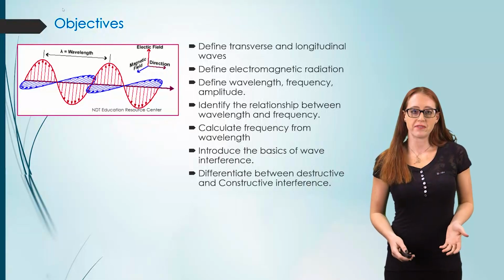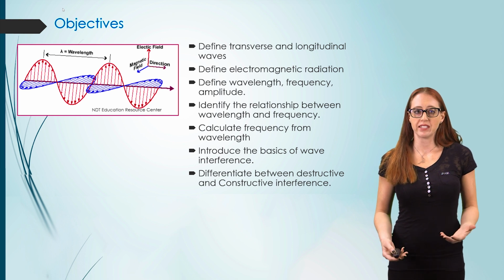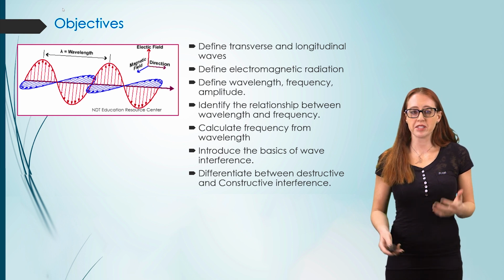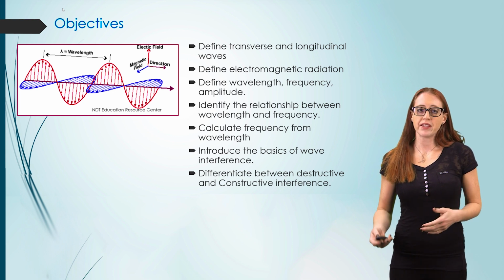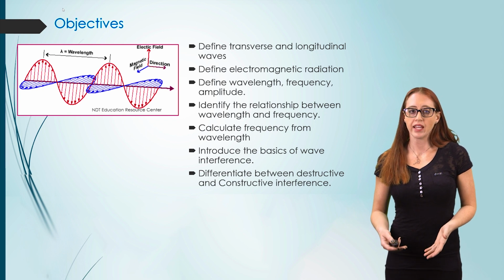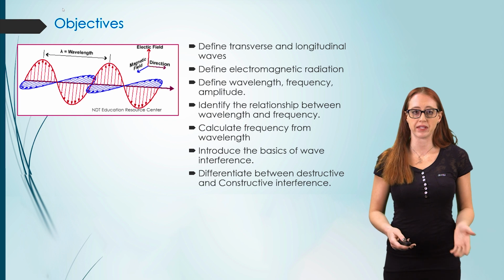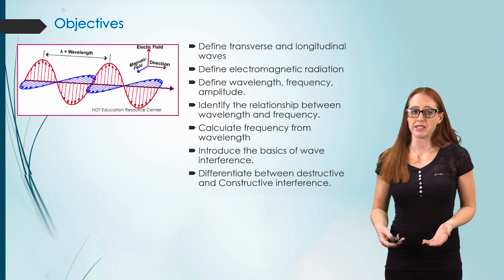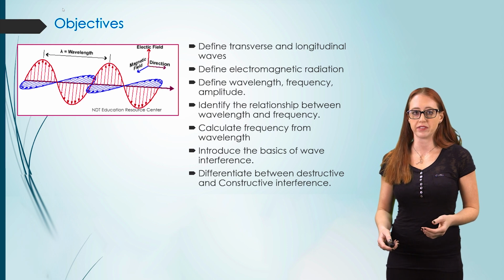Waves and electromagnetic radiation. In this video, we're going to be defining transverse and longitudinal waves. We'll define electromagnetic radiation, and in the process talk about wavelength, frequency, and amplitude. We'll identify the relationship between all of these values, focusing on wavelength and frequency, and doing a calculation from wavelength to frequency or frequency to wavelength. And then we'll introduce the basics of wave interference, talking about the difference between constructive and destructive interference.